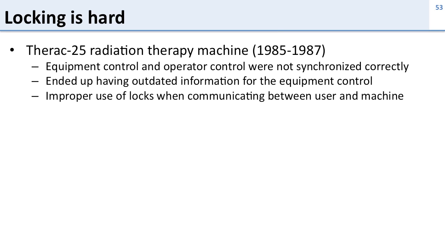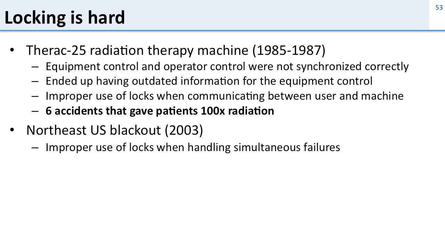So what ended up happening was you got the wrong information to the doctor and the equipment. So the doctor would program a particular radiation level, but the equipment would give a different level. The result was that at least 6 people got 100 times as much radiation as they were supposed to. So a very serious result of not having correct synchronization.